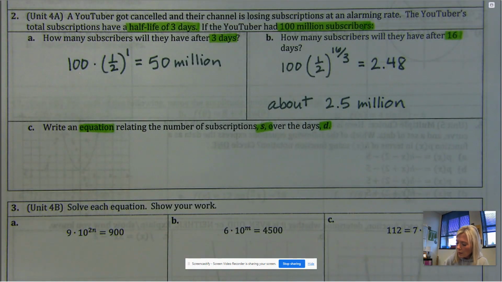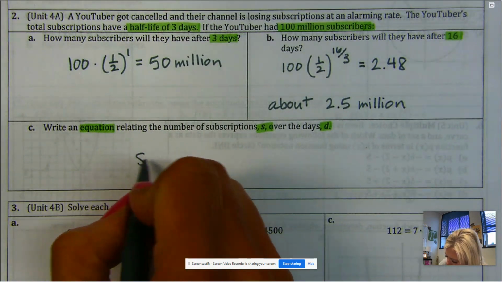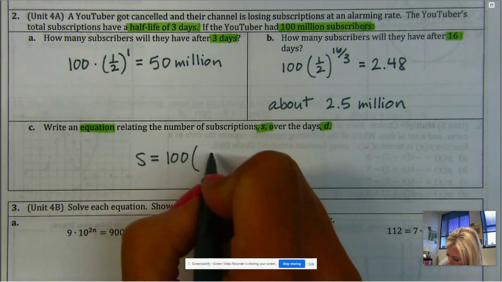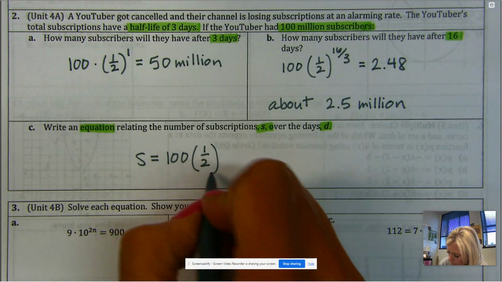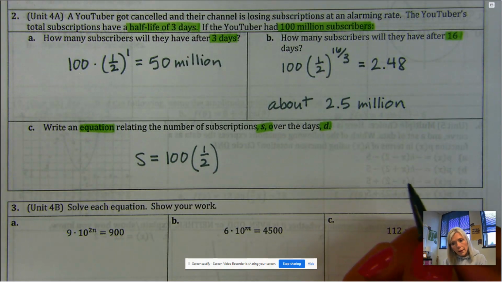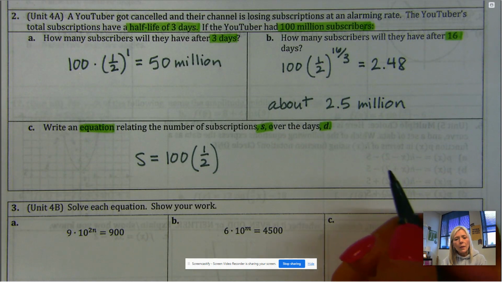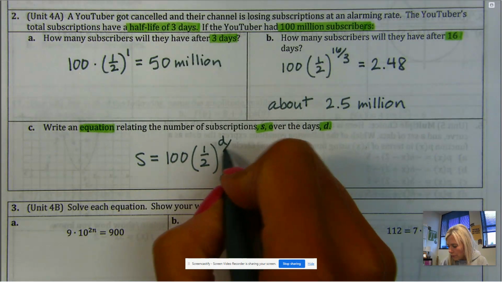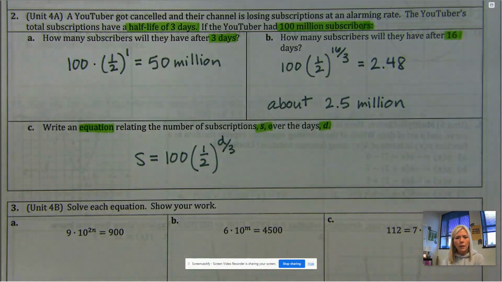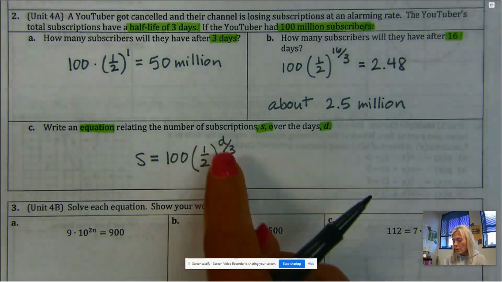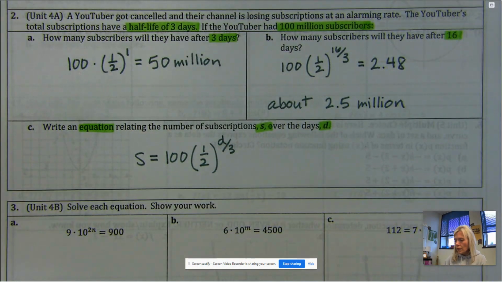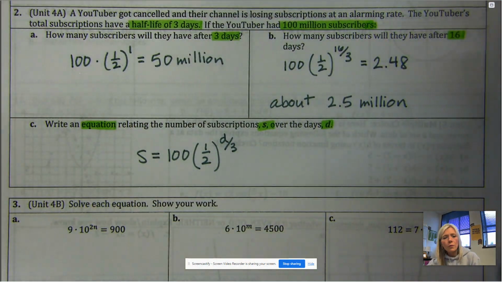Okay, so S, the initial amount, was 100 million. It's a half-life, so the factor we're using is 1/2. And then it doesn't happen every day, it happens every 3 days, so we divide the variable by 3. Okay, all right, there we go for the first part of Unit 4.